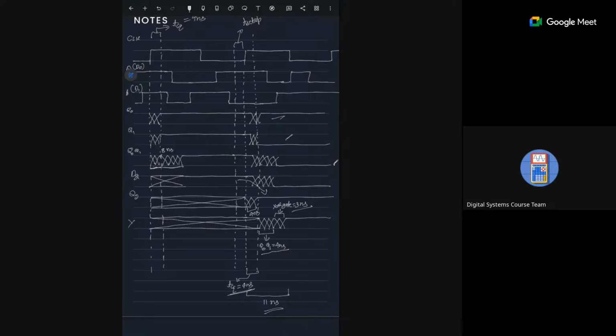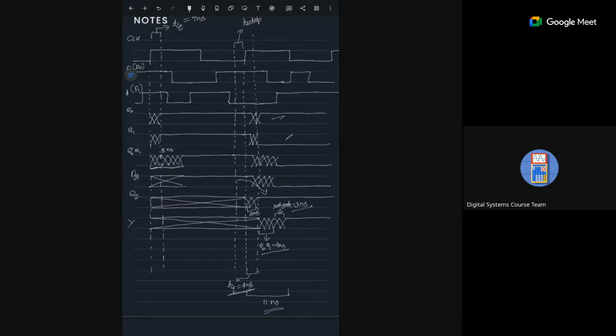No, we are not. We are taking the clock first, but till 8 nanoseconds you are not getting the input D2. So if you are not getting the input till 8 nanoseconds, how will you be getting the output at the same time, 8 nanoseconds, even if we apply the clock at the same time?